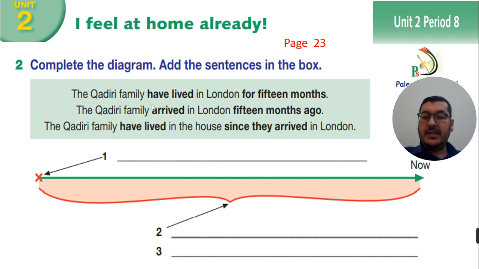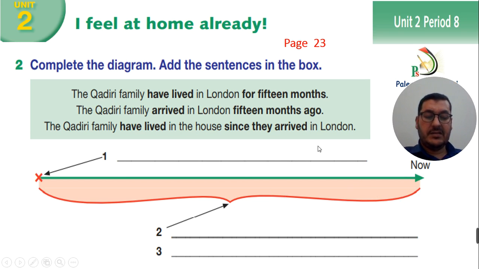The Gadari family have lived in London for 15 months and still live in London. The Gadari family arrived in London 15 months ago. So they arrived and finished. And the Gadari family have lived in the house since they arrived in London. So which sentence do we have to put in the past, and which two sentences do we have to put in the past related to the present?